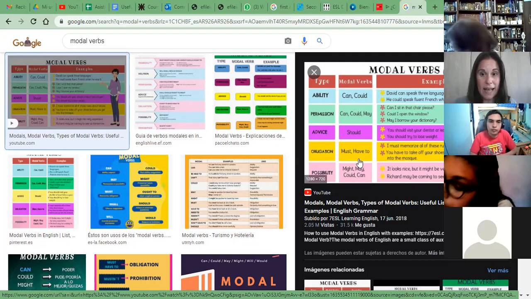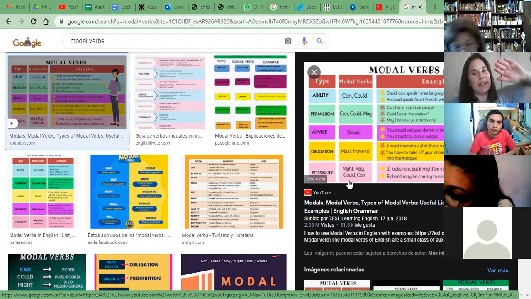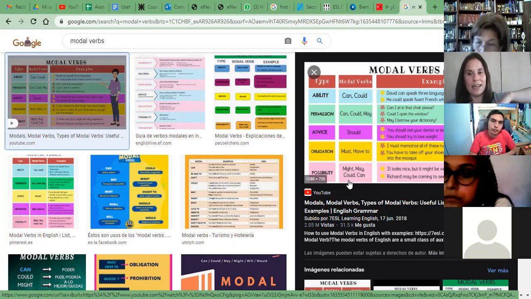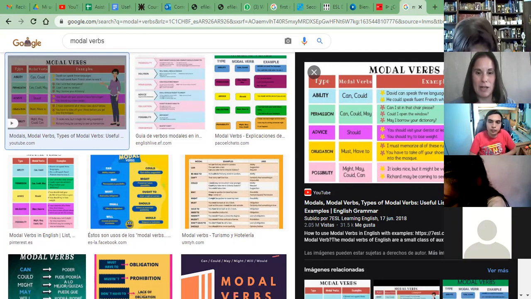Y después de posibilidad, que van en orden creciente de posibilidad. ¿Ok? Pero la mayor diferencia de ellos es que no se pueden conjugar.